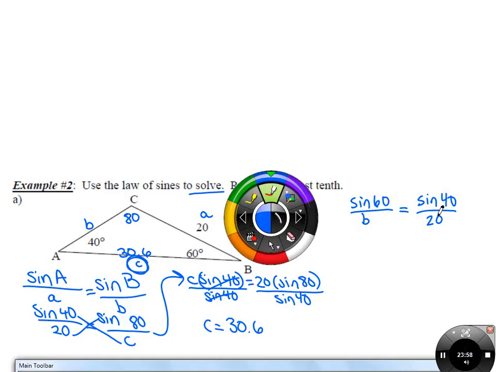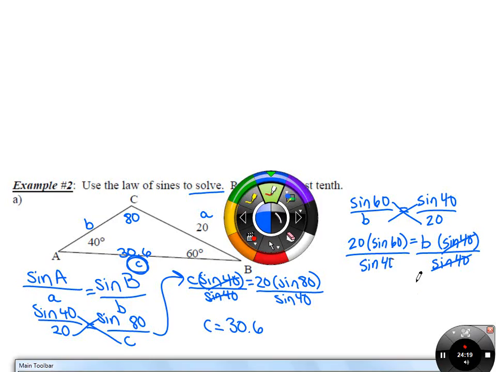And then I'm going to do the same steps to solve that I did last time. So these two will multiply and these two will multiply. So 20 times the sine of 60 equals B times the sine of 40. I'll divide the sine of 40 to get B alone. And then that's what I'll have to put into my calculator. So 20 times the sine of 60, and then divide that by the sine of 40. And you should get 26.9.